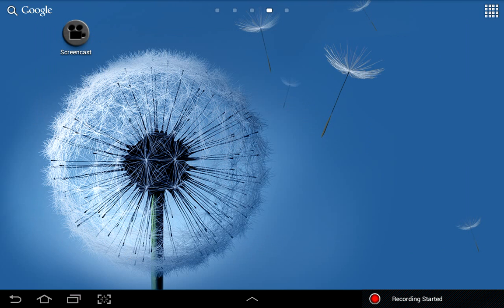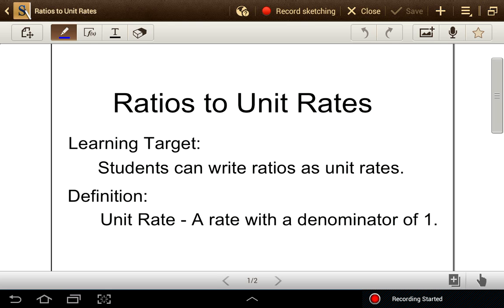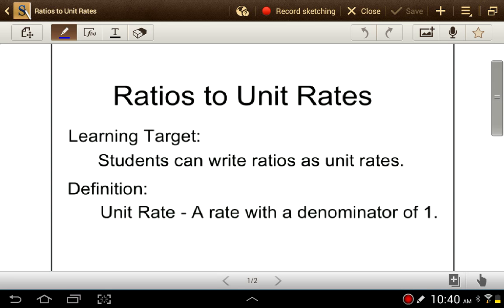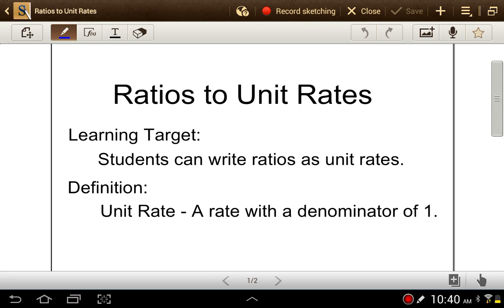Ratios to unit rates. That is what our lesson is going to be on today. Our learning target today is students can write ratios as unit rates. So I'm going to give you some ratios and you're going to write them as unit rates.